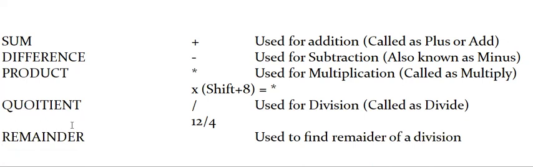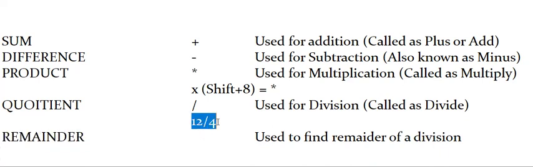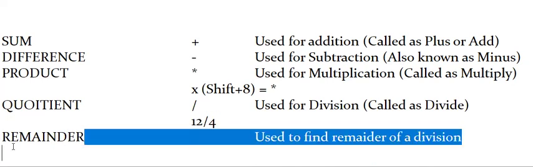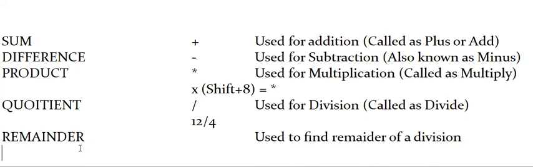The remainder operation is used to find out the remainder of any division. For example, if you divide 12 with 4, in the above mentioned example, the remainder would be 0. So this remainder operation is used to catch the remainder. Where do we use it? For example, you need to find out whether any number is even or odd.